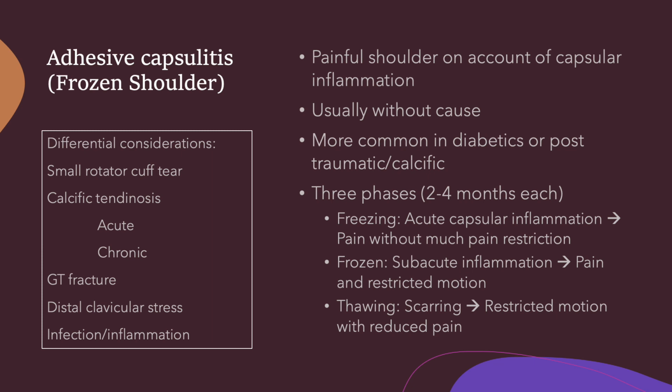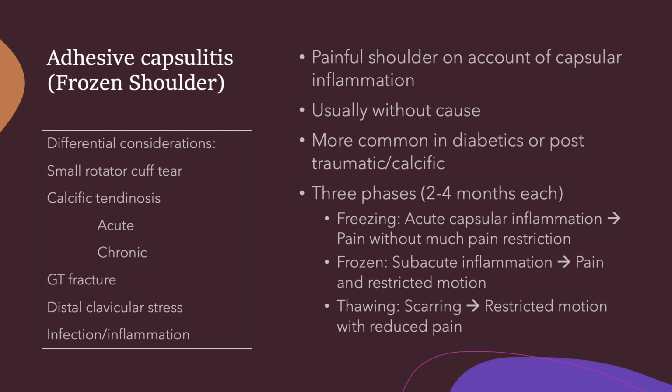So whenever we see this clinically, these can present as small rotator cuff tears, calcific tendinosis, especially in the acute or chronic stages, greater tuberosity fractures, distal clavicular stress reactions, and infection or inflammation. So in this, typically it goes to a 2 to 4 month duration of 3 phases: freezing, where there's just capsular inflammation; frozen, where there's capsular inflammation along with capsular tightening.